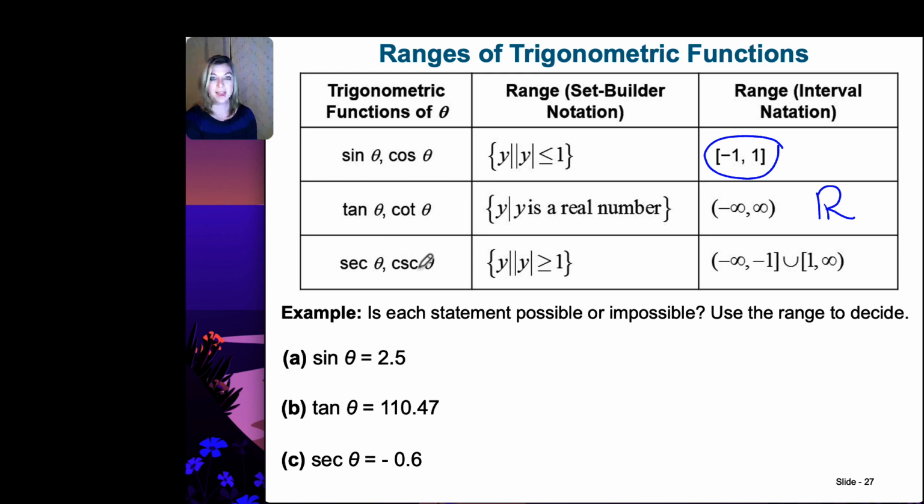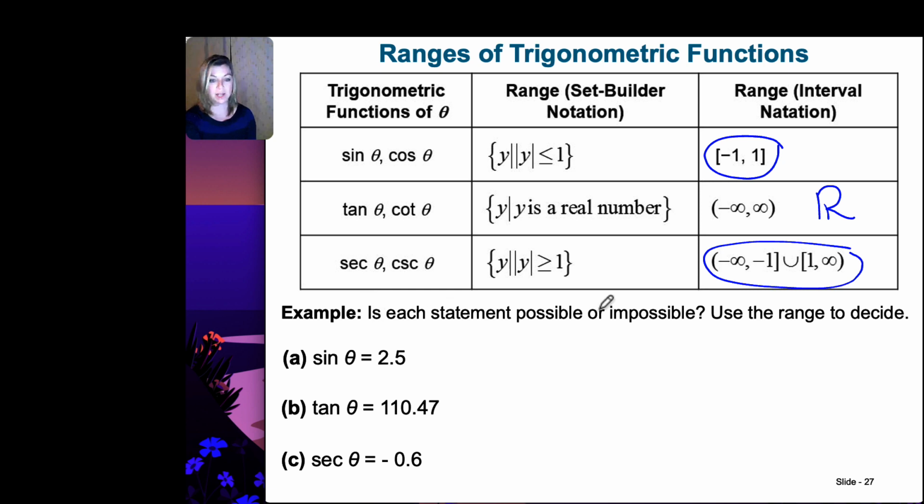Secant and cosecant, we found that their ranges had that jump, that gap in between +1 and -1. So interval notation, this is the way we wrote it. Set builder notation would be all y such that the absolute value of y is greater than or equal to 1.